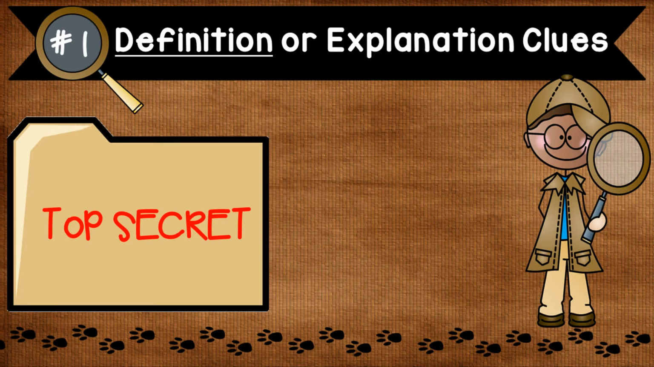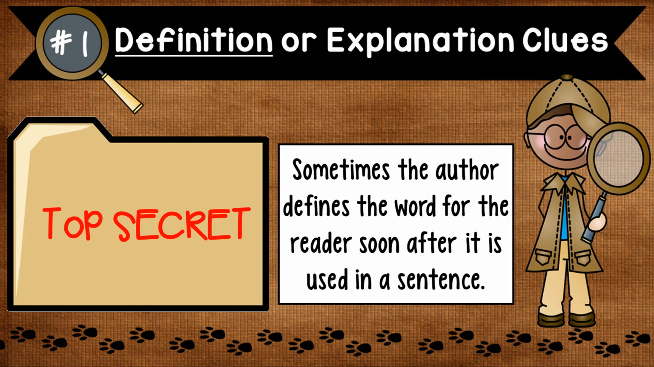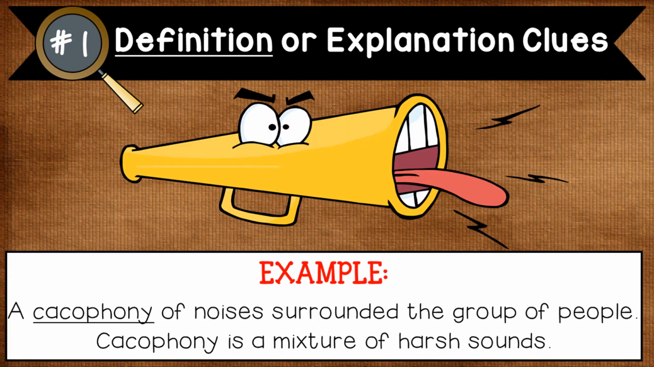The first one is the definition or explanation clues. Sometimes the author defines the word for the reader soon after it is used in a sentence. Here's an example. A cacophony of noises surrounded the group of people. Cacophony is a mixture of harsh sounds. So in this case, you may not know what cacophony means, but the author has defined it in the next sentence.